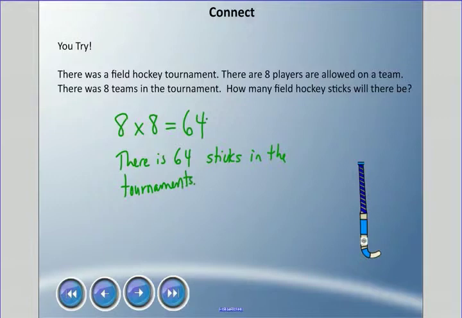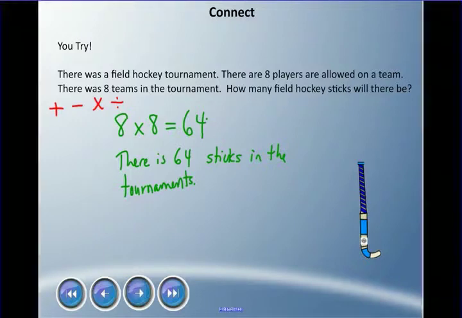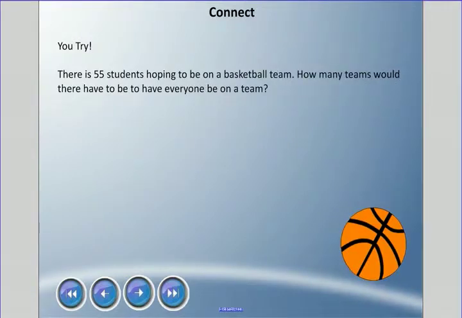So, I mean, that doesn't seem like a whole lot of steps there, but the trick here is identifying what operation, and operations are adding, subtracting, multiplying, and dividing, what operation is needed to solve the problem. And in this problem, we used multiplication to solve the problem. I need you to try another one.